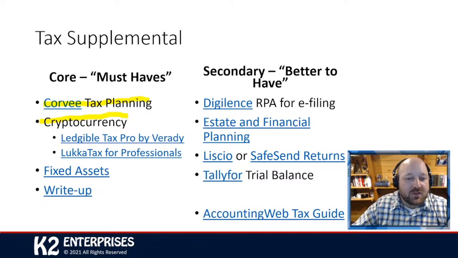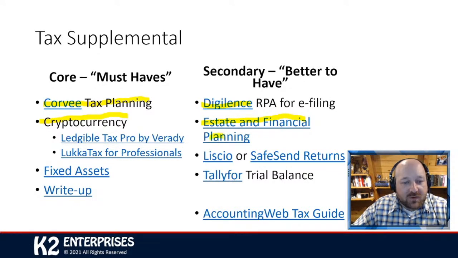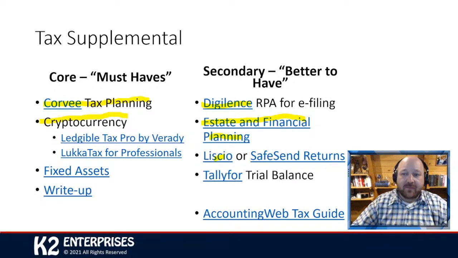Okay, now other solutions, we can have Diligence. This is for robotic process automation for e-filing. There are a variety of different solutions for estate and financial planning. We have Liscio. We'll talk about that here in a little bit. And other solutions, for example, for doing trial balance or guiding our taxes.